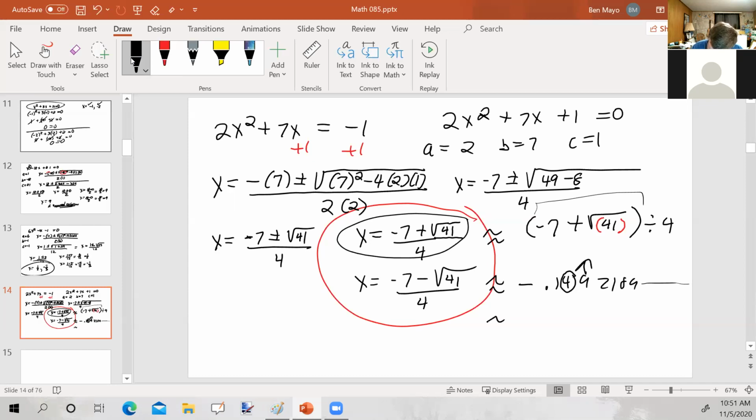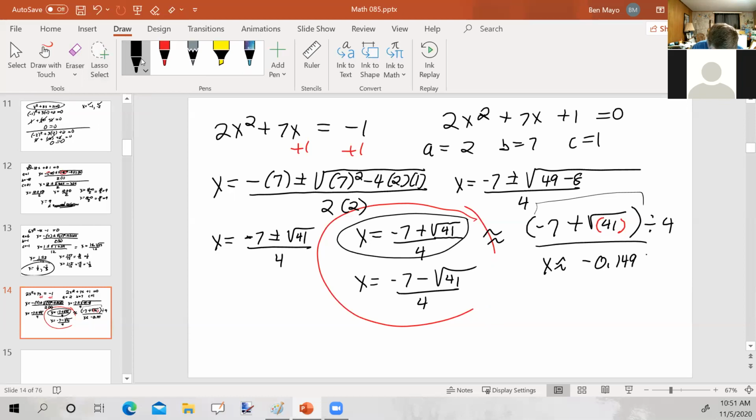Oh, and I've messed up here. Hang on. I wrote that in the wrong place. I wrote that down by the bottom one. So let's go back here. What I'm getting for this answer is x is approximately -0.149218. So again, the 9 rounds up, so I would get that. So -0.15 is my answer for the top one.